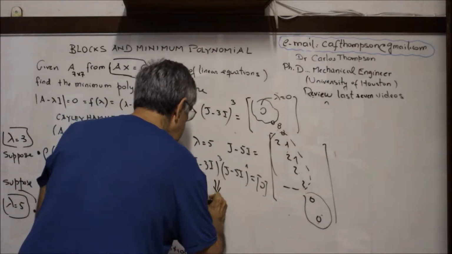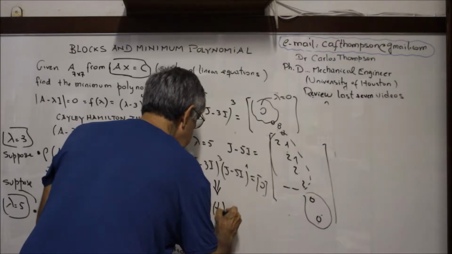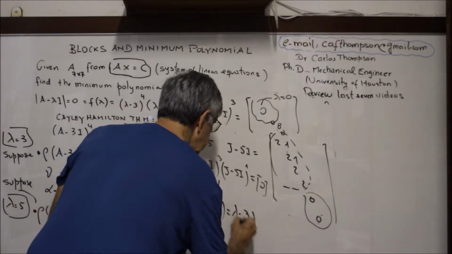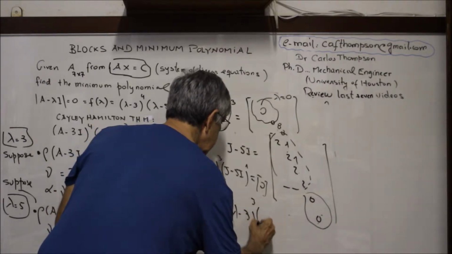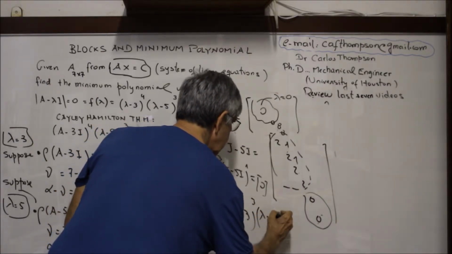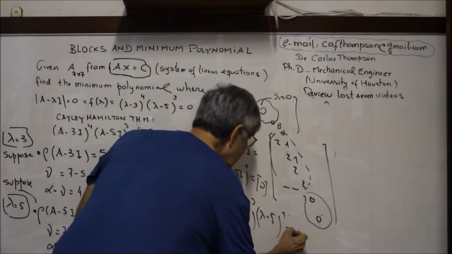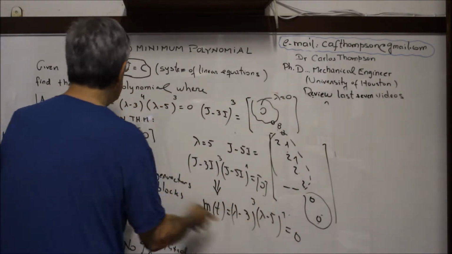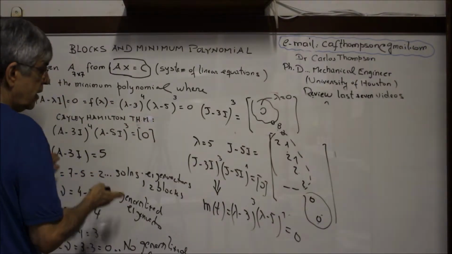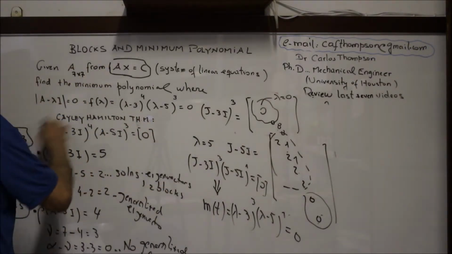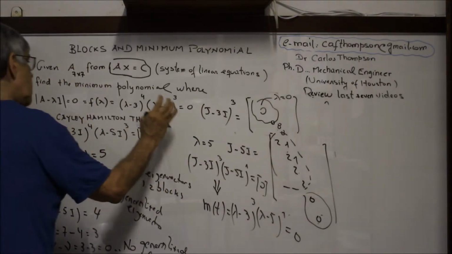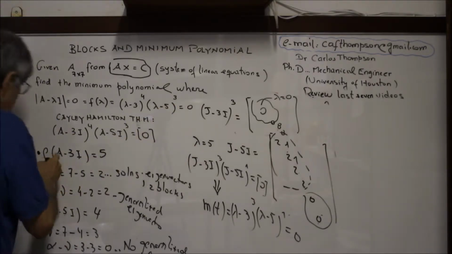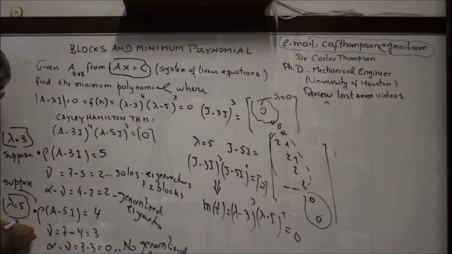Then the minimum polynomial, in this case, will be lambda minus 3 to the power 3, times lambda minus 5 to the power 1, is equal to 0. Now, this is a matrix, this is a scalar. There's a minimum polynomial for this. Did you understand? So, if I know A, I know the characteristic polynomial, and I know rho of each lambda.